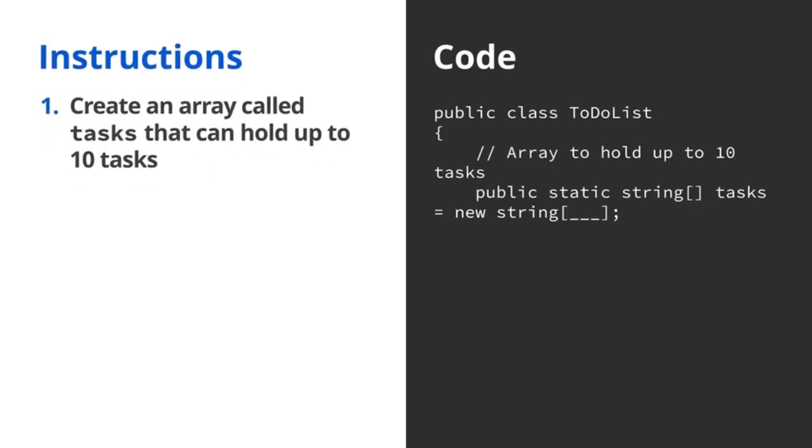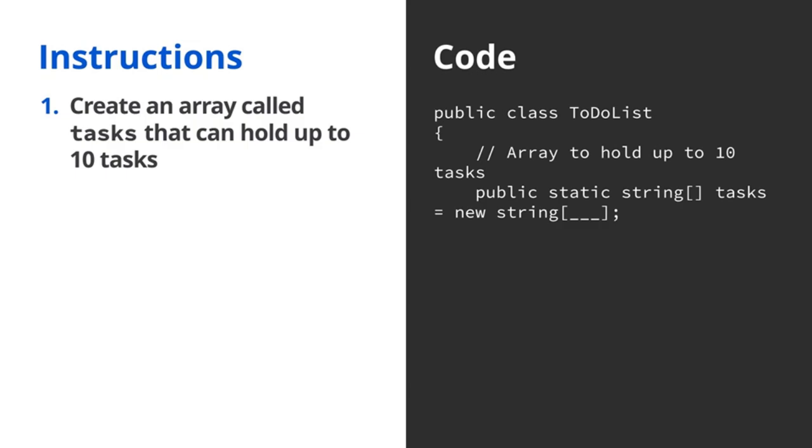First, we need a place to store the tasks. We will use an array, which is a special type of variable that can store multiple pieces of data. Arrays are useful when we want to store several things of the same type. In C#, an array is like a container that holds several values of the same type. In our case, the array will hold strings, which are pieces of text representing the tasks.